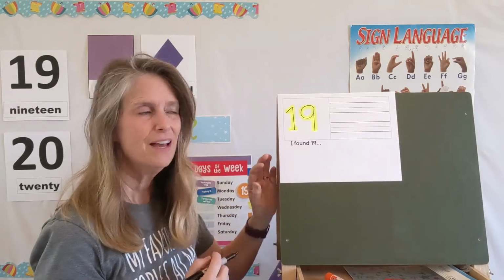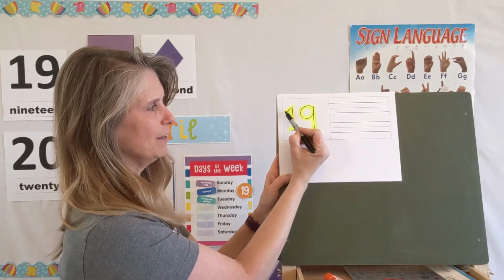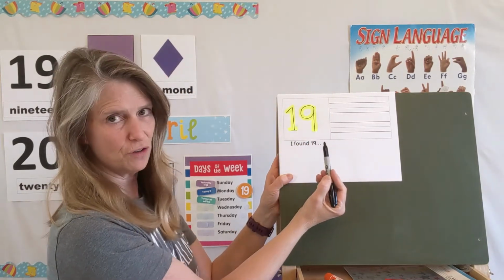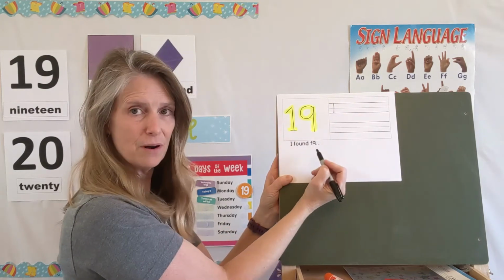There's 19. So now I'm going to come next door to the lines here, and I'm going to practice writing it. I'm going to get rid of this extra part on the 1, and I'm just going to do my straight line down. So I start at the top line, straight line down, and I have my 1.